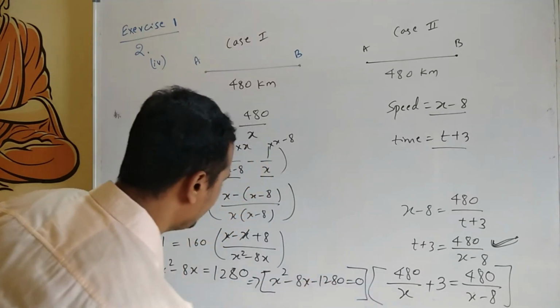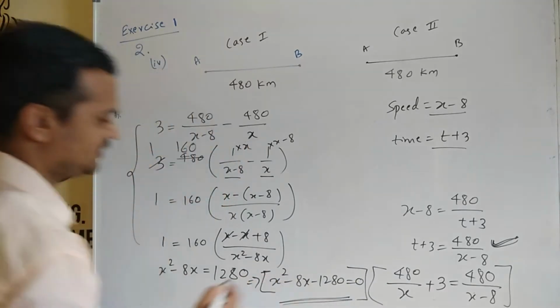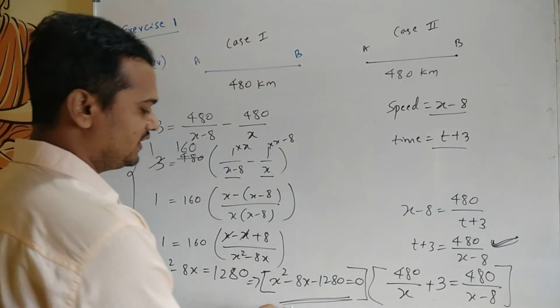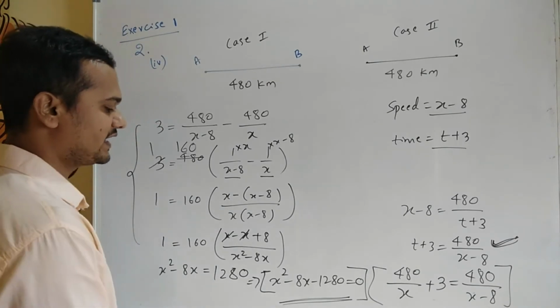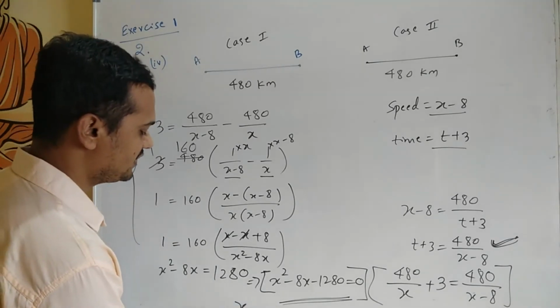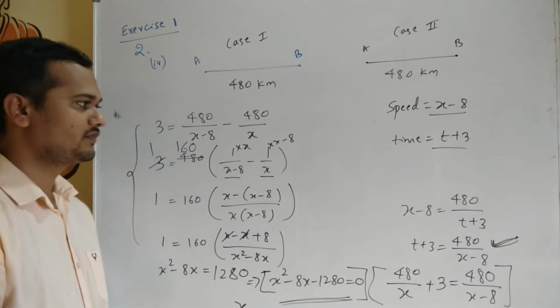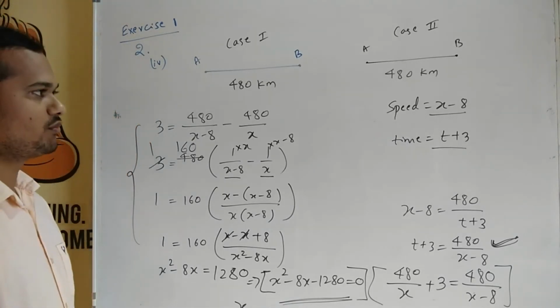So this is the required equation, right? You can solve this equation by any of the three methods. Okay, so then you will get the x value. What is x? The required speed of the train. Okay, fine. We'll solve one more problem.